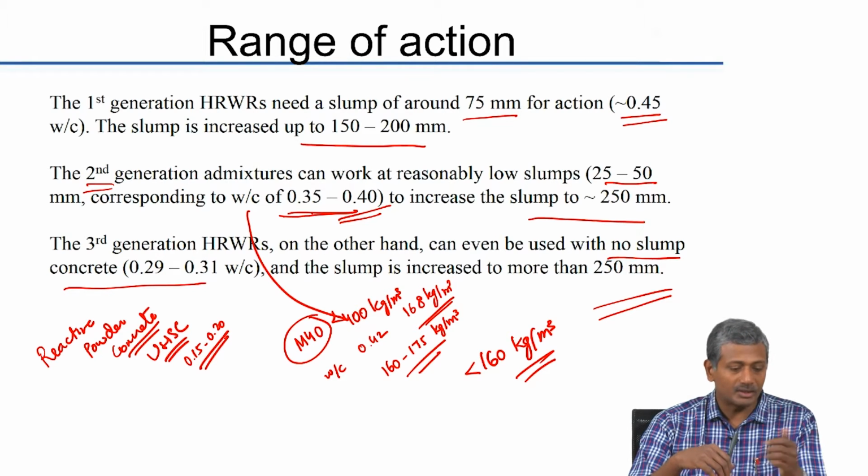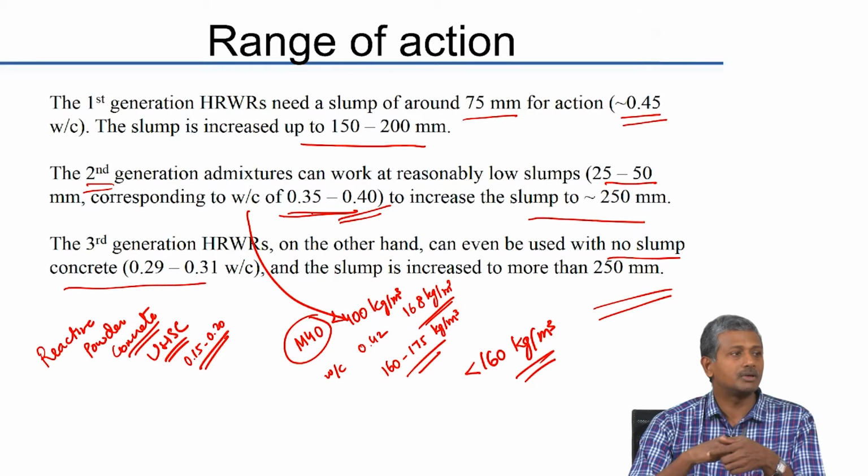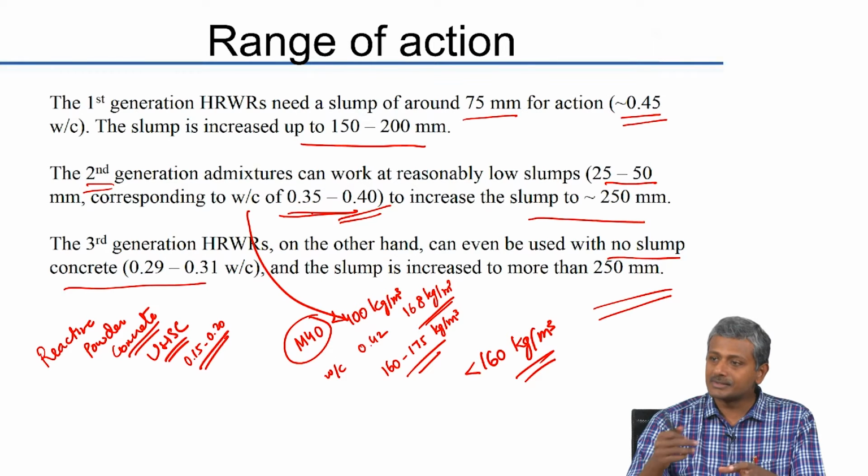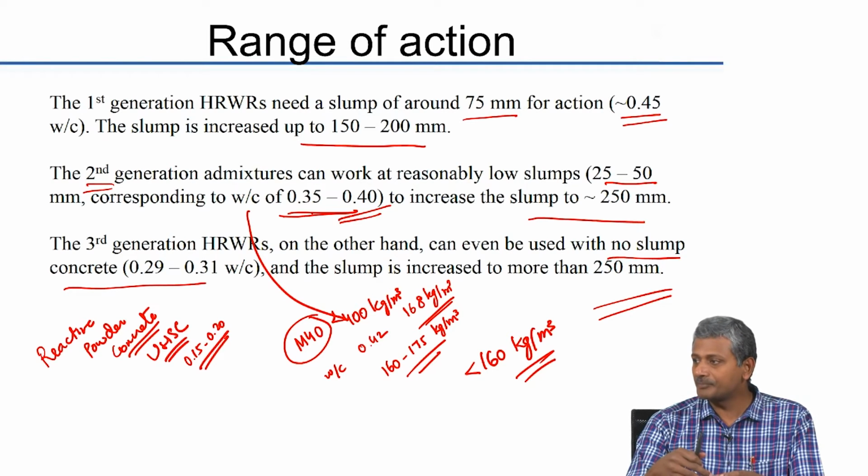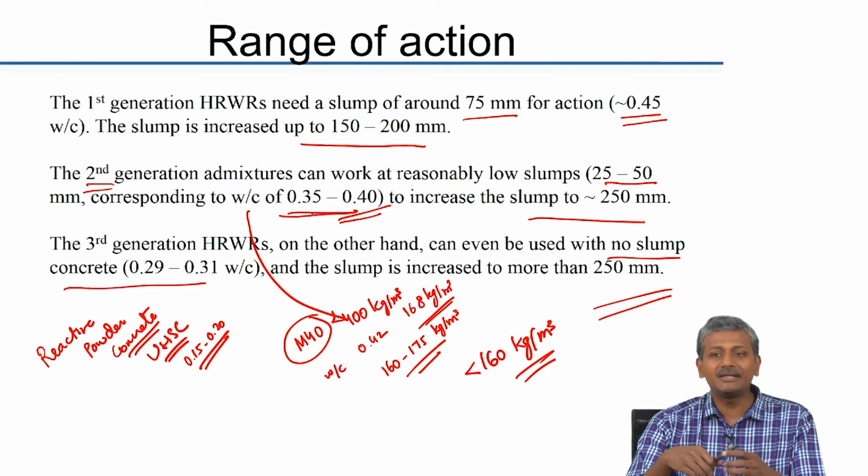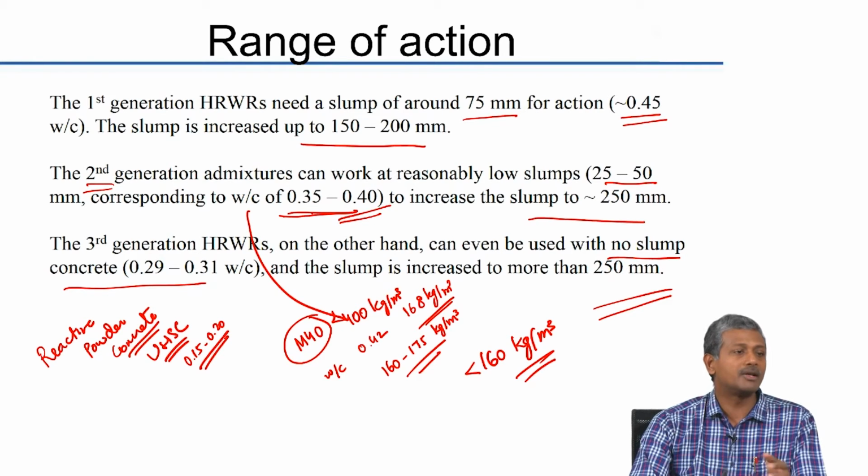And if you read literature on RPC or reactive powder concrete, you will see that this superplasticizer will take nearly 30 to 40 minutes of mixing to really gain good enough effectiveness to achieve the flowability required at that lower water cement ratio.